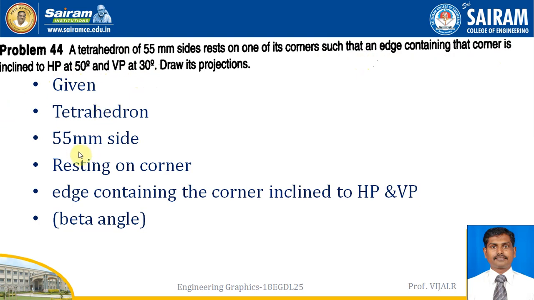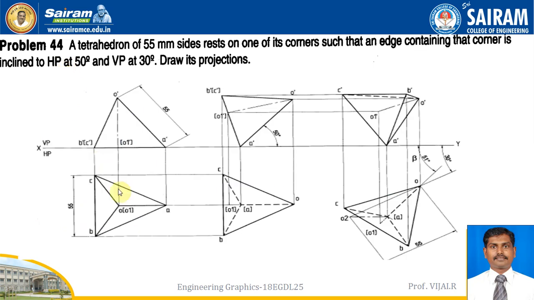It's a tetrahedron of 55 mm side, so we know how to make the front and top view, right? It is resting on a corner, clearly given. It's not given as resting on an edge, it is resting on a corner. So as we solved the previous problem, like that we have to go for the corner position. And the edge containing the corner is inclined to HP and VP. It is not given as appears inclined to VP, it is given inclined to HP and VP in degrees, so you also have to calculate the beta angle. This is problem number 44.